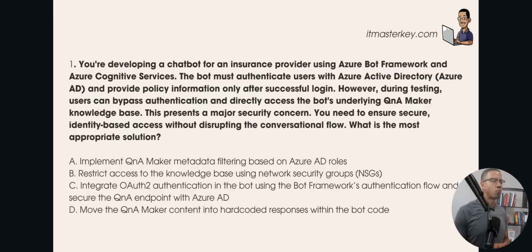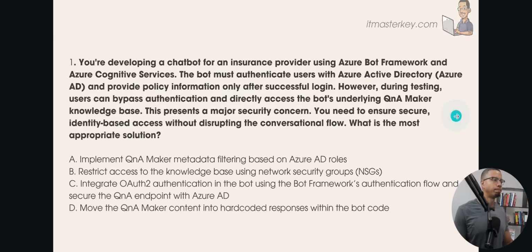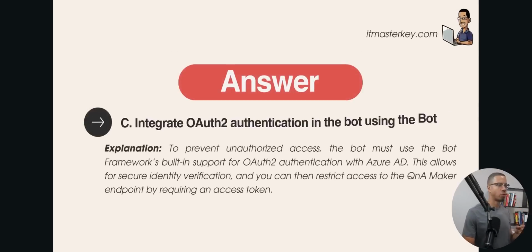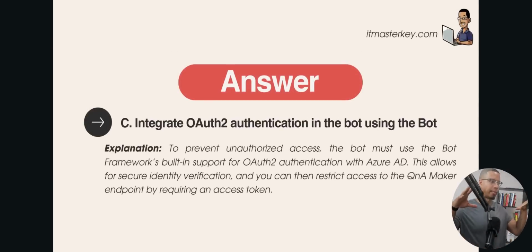I think that was more than enough time. Here we go. 3, 2, 1. So what is the most appropriate solution, right? When you're actually taking an exam, make sure you pay attention to that. What's the most appropriate solution? What's the best solution? What's the fastest solution? Okay, so the best thing would be to integrate OAuth 2 authentication in the bot.